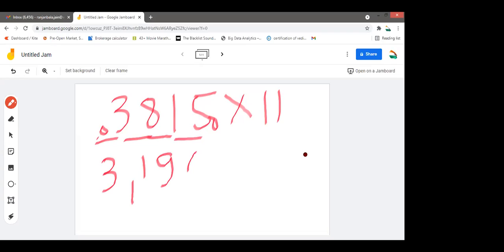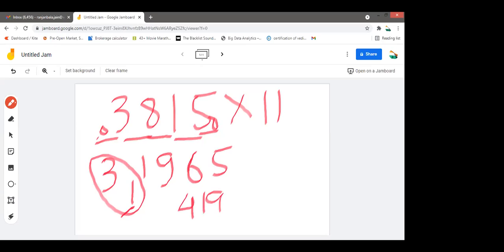Six. Tell me, what is the 6? Right. And 5 plus 0, 5. Now what happened? This is the carry, so it will be added with what? It will be added with 3. So 3 plus 1, 4, 1, 9, 6, 5.